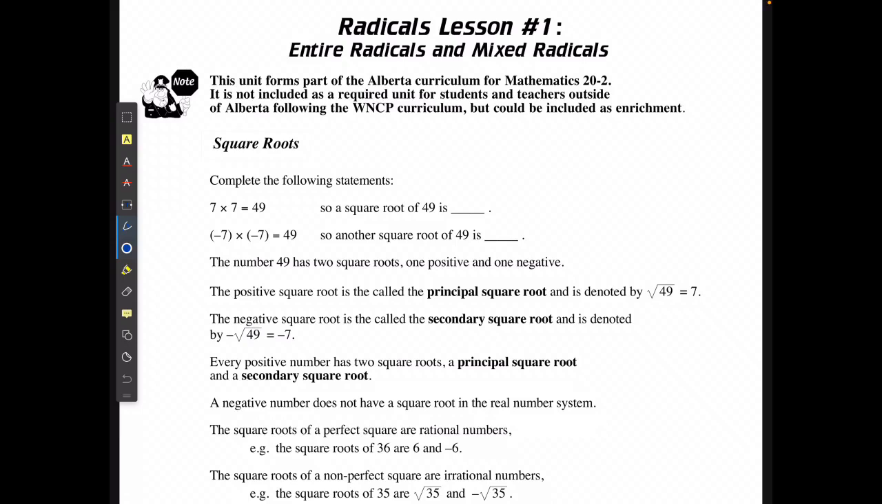For this unit, we're going to be looking at adding, subtracting, multiplying, dividing, and solving problems involving radicals. So this is the extension on our 10C unit. So we're going to start with a little bit of a review.